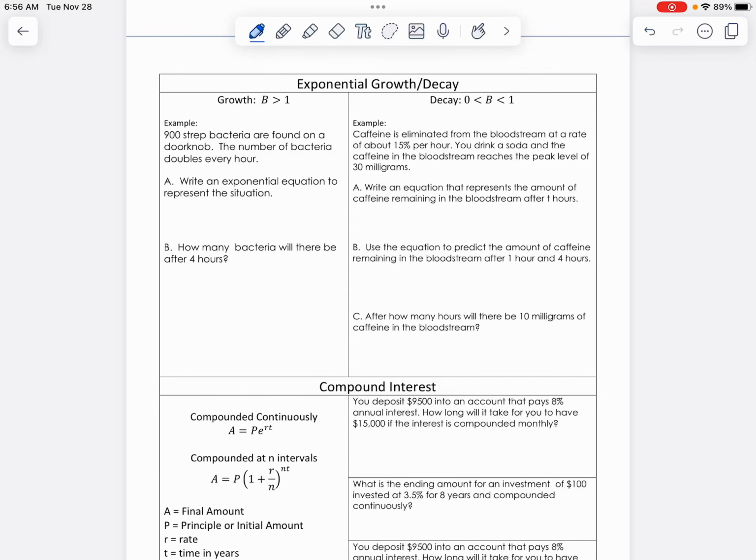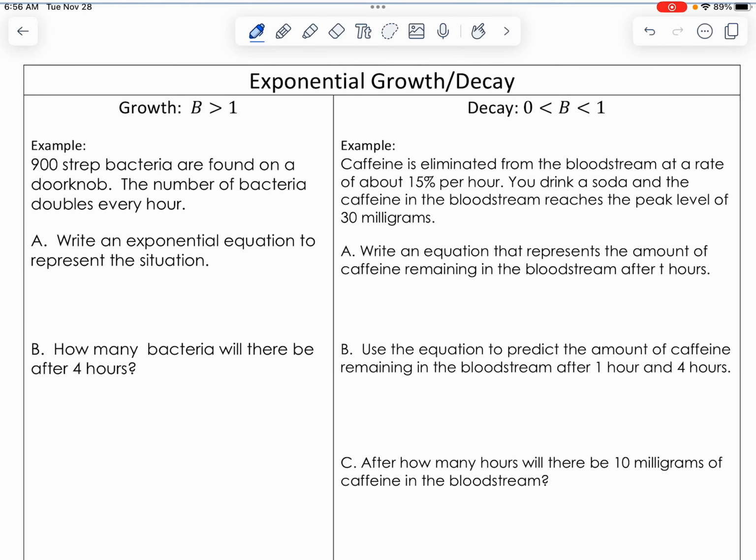Okay, we're going to go over exponential growth and decay, which maybe you've heard about before. The main difference that you've probably seen is that exponential growth is when we have an exponential with a base that's greater than 1, and exponential decay is when the base is between 0 and 1. But now we're going to have to write these equations for ourselves.